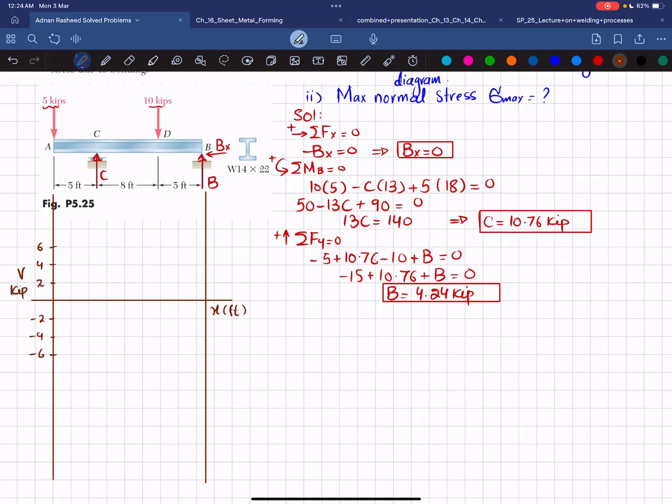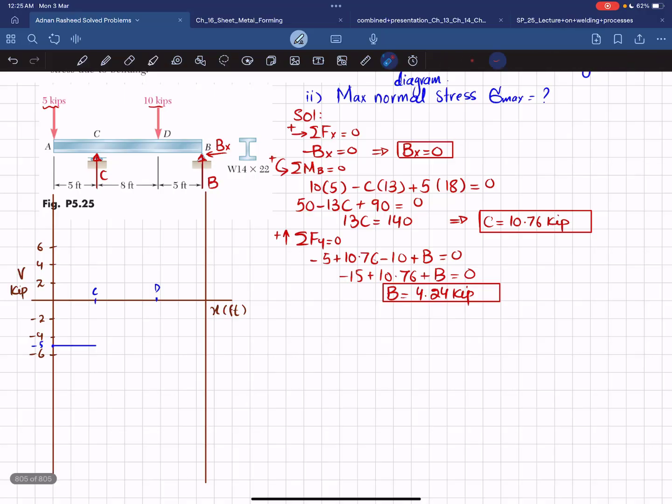Starting from the first point, at point A you have a minus 5 kips load, so this will go downward. Our first point will be this one, minus 5 kips. As you can see, moving from A to C there is no other load, so it will remain horizontal till point C. I will mark these points: this is point C, and this is point D. From here till point C we do not have any load, so it will remain the same.